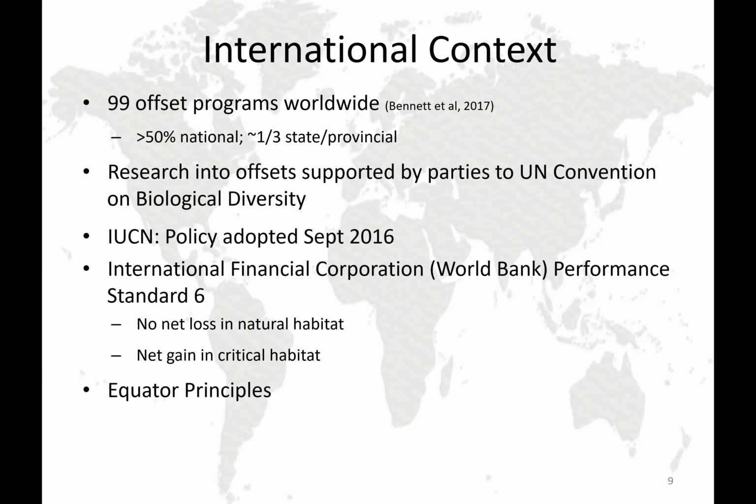That was in September of 2016, and there's work currently underway to form a thematic group to elaborate on policy guidance there. And in the financial world, the International Finance Corporation's performance standard requires, for development that is financed by the IFC, that there be no net loss in natural habitat, and for critical habitat that the project demonstrate net gain. That's a major driver for offsetting projects in the developing world.